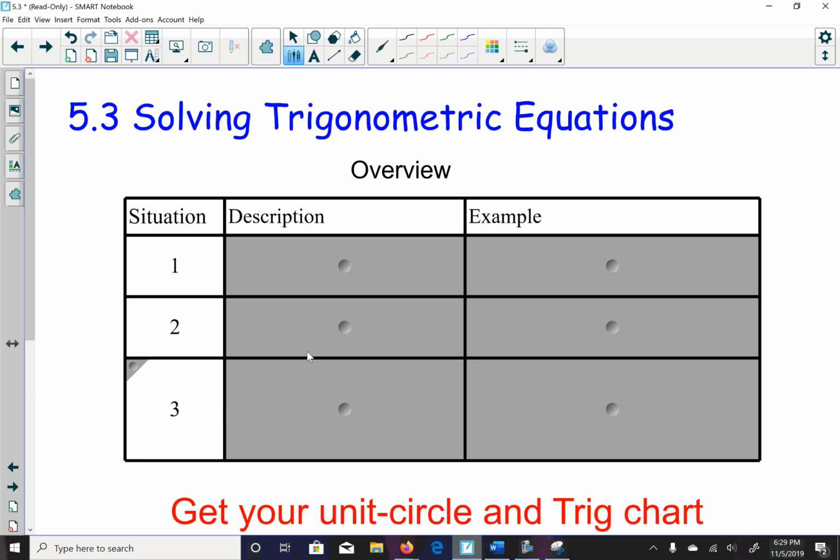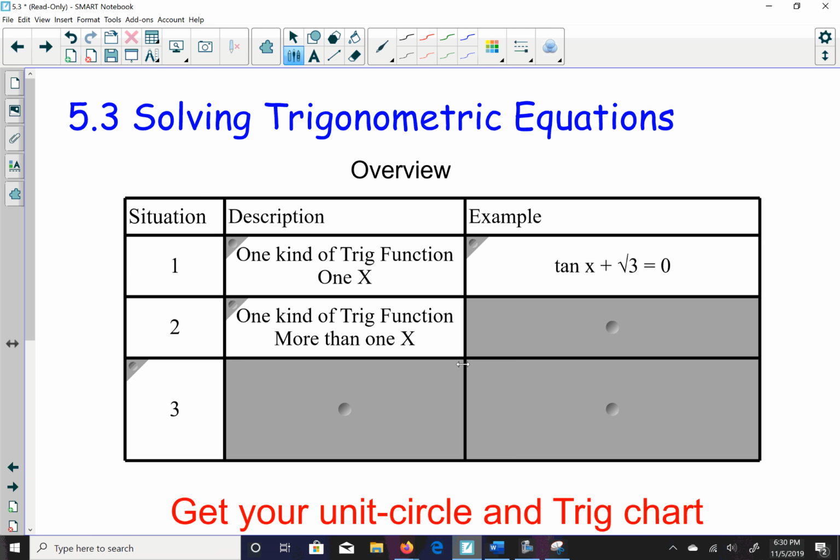When we're solving trig equations, we're going to have three basic types of situations. One type is when I have one type of trig function with one x. An example of that would be tangent of x plus the square root of 3 is equal to 0. My one trig function is the tangent function, and this tangent of x only appears in one term.